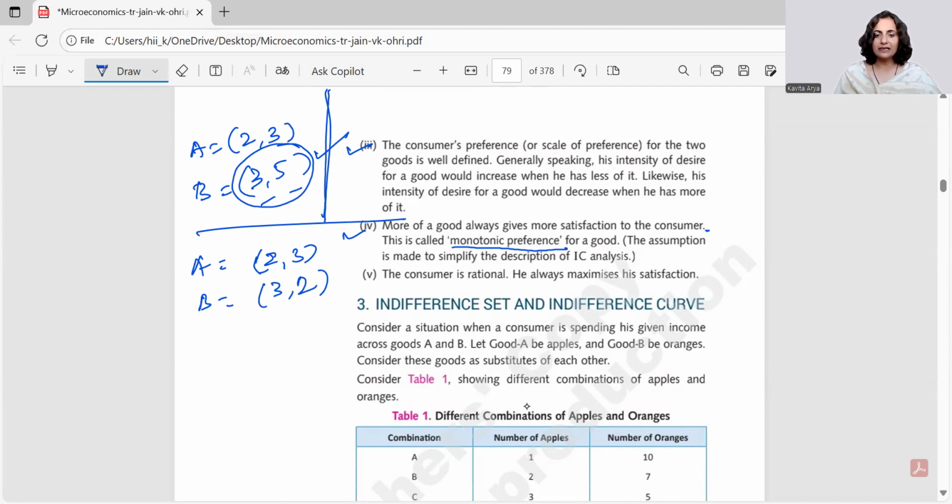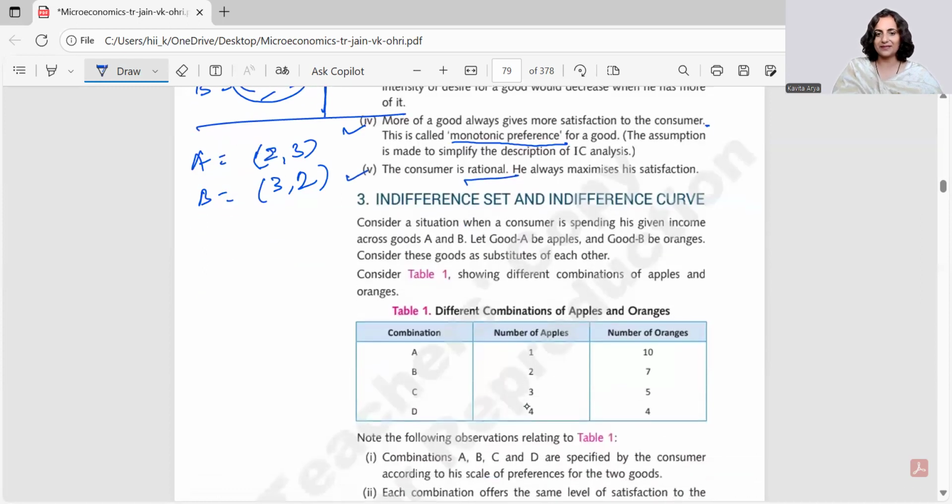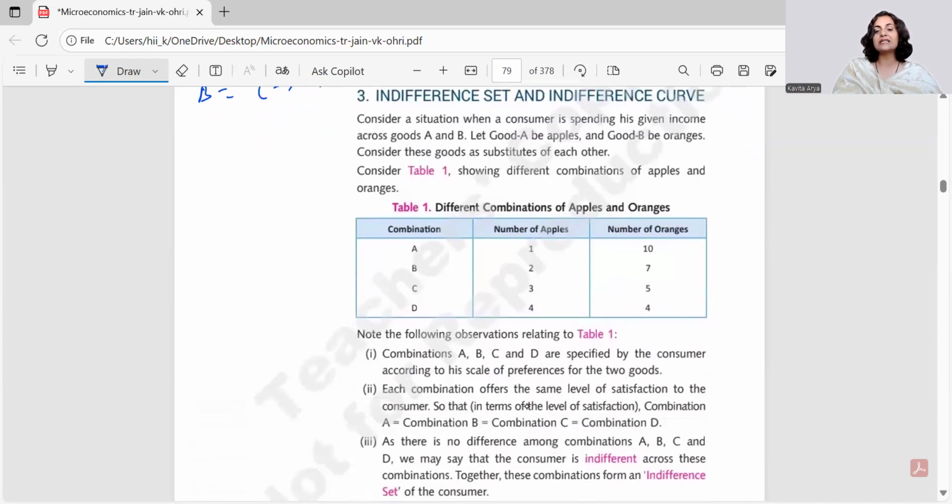And the last is that the consumer is rational. As I always say, rationality is such an assumption you can put in any chapter of the whole of economics. Now, indifference set and indifference curve. Here it is assumed that a consumer is able to get only two goods. Here the goods are taken to be apples and oranges, showing the combinations which he can buy with the money income which he has.